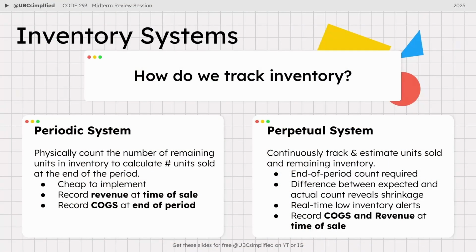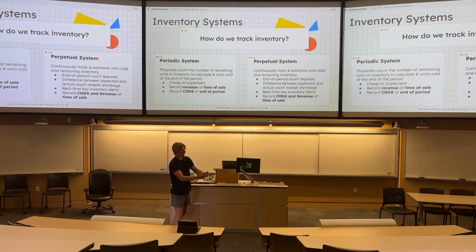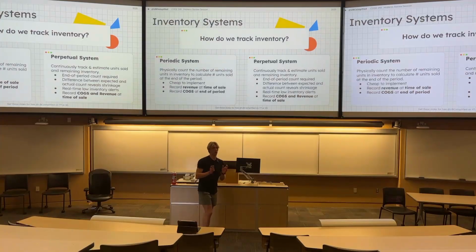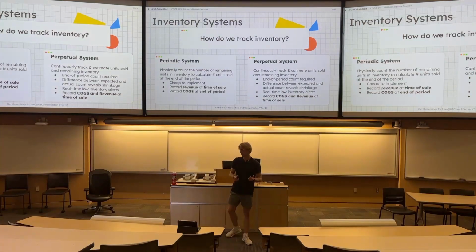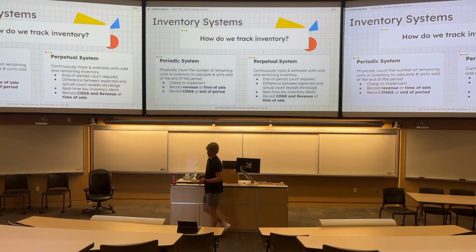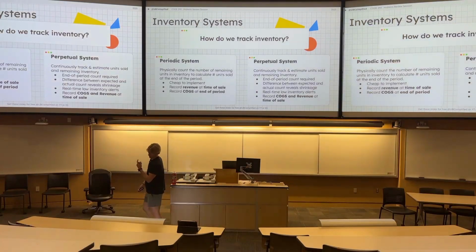So for periodic, you're recording that at the end of the period, and revenue you're recording, again, when the business activity takes place. But for a perpetual system, since you're tracking things continuously, you're recording your COGS also at the time of sale, as well as revenue, because that's when the business activity occurs. So the only difference there is when you're recording COGS, and how often you're tracking your inventory.